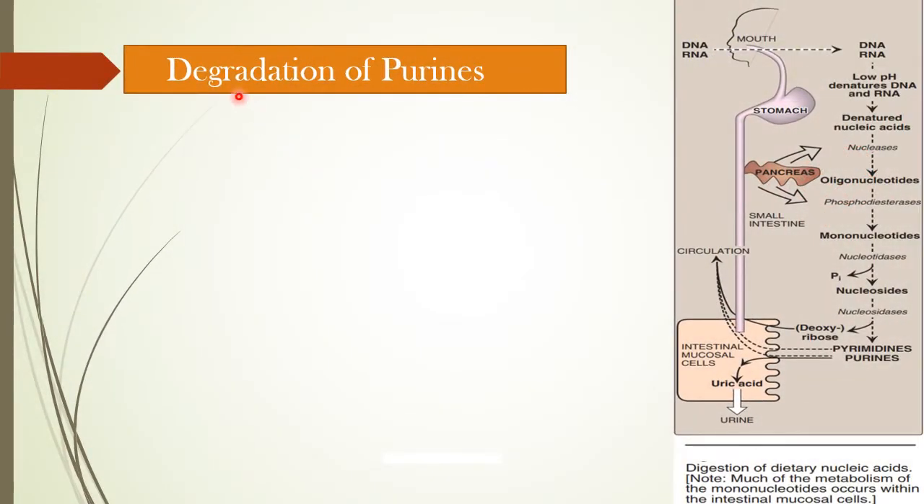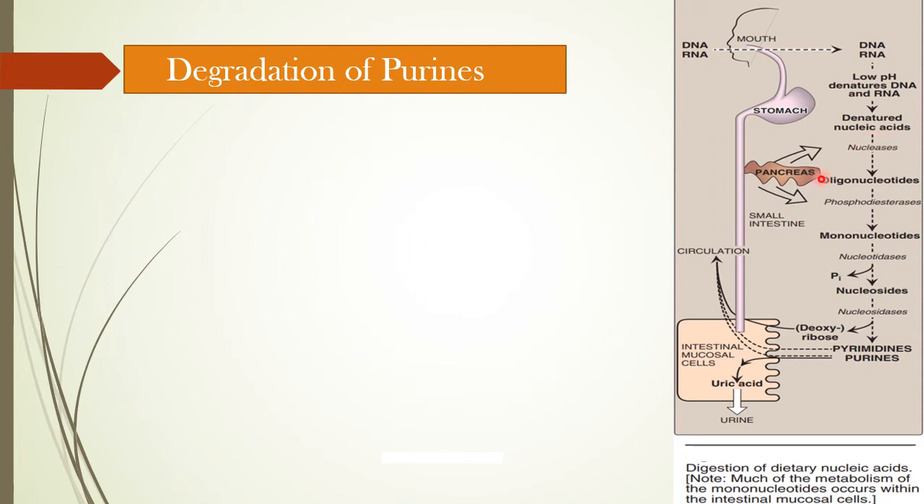Now, degradation or breakdown or catabolism of purines. So this protocol is for digestion of dietary nucleic acids. RNA or DNA in the mouth remain unaffected, but when they arrive in the stomach, there is low pH, which can denature nucleic acids, and you get denatured nucleic acids in the stomach. Then these are poured into the duodenum.